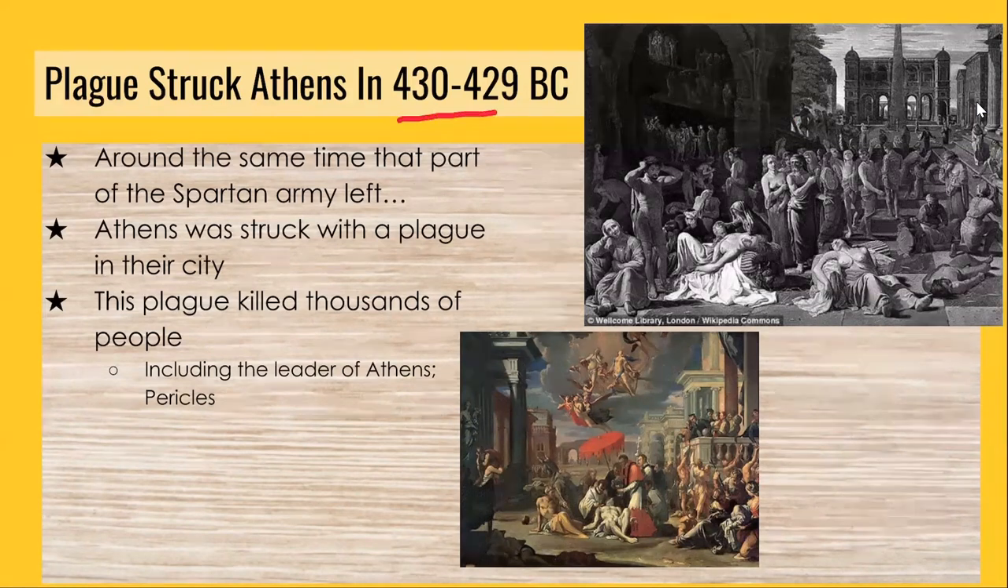So we have a year, 430 to 429 BC. Now, the Spartan army, they had left because they're afraid of this plague. They don't want to get sick, so they leave because of the plague. All right? Athens is struck with a plague inside the city walls. No one ever left Athens, so it didn't really spread around Greece, okay? This plague killed thousands of people, including their leader, Pericles.